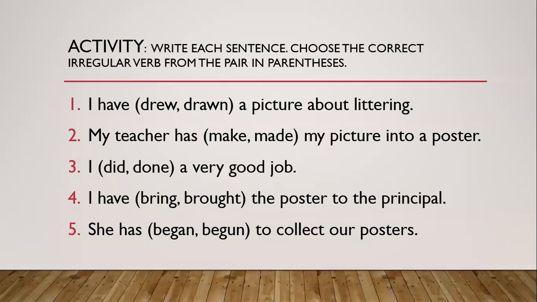Here is an activity. Write each sentence. Choose the correct irregular verb from the pair in parentheses. Number 1, I have drawn a picture about littering. In this case, we have "have" at the beginning, before the verb.